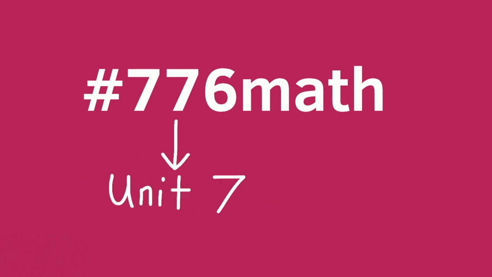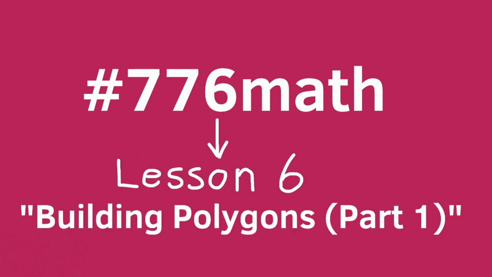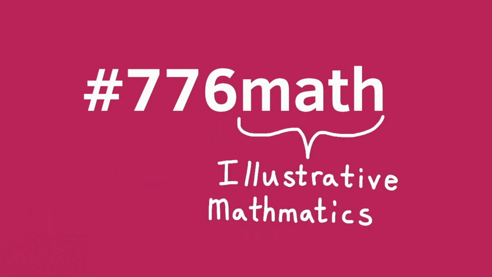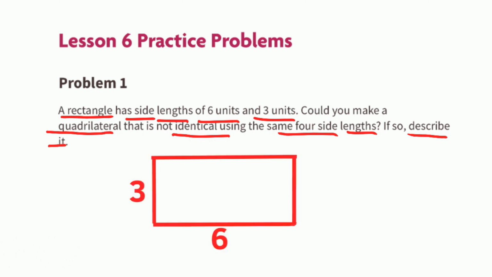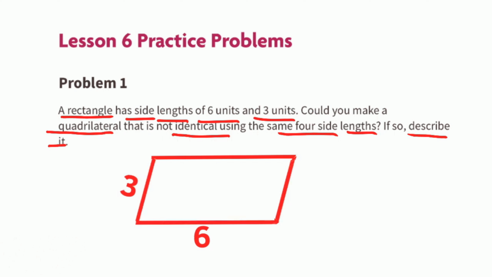7th grade Unit 7, Lesson 6, Building Polygons, Part 1, Illustrative Mathematics. Problem number 1. A rectangle has side lengths of 6 units and 3 units. Could you make a quadrilateral that is not identical using the same 4 side lengths? If so, describe it. That's simple. You can take the rectangle and tilt it. The side lengths are still the same, but it's not identical to the original rectangle.